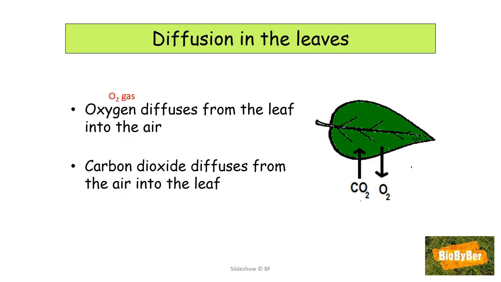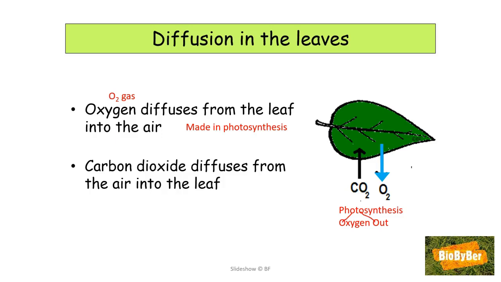What about diffusion in the leaves? Well, oxygen gas diffuses from the leaf into the air. Don't forget, oxygen gas is made in photosynthesis in the leaf. So the concentration of oxygen is high in the leaf. In what direction will it diffuse or travel? Well, the oxygen will move from a region of high concentration in the leaf to a region of low concentration outside. Remember, photosynthesis, oxygen out. O in photo, O for oxygen, O in photo, O for out.